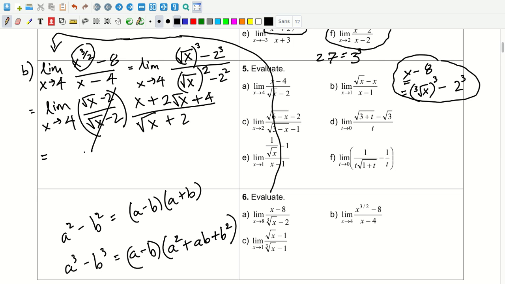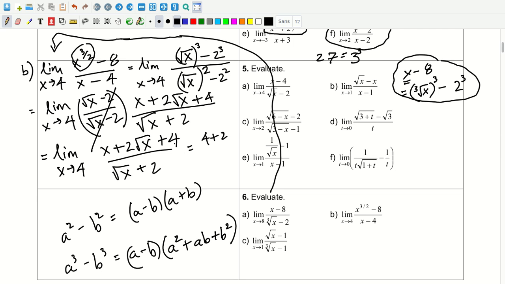So this is the one that's canceling, so I end up getting the limit as x approaches 4 of x plus 2 root x plus 4 all over root of x plus 2. Now I can plug in 4. There's no problem now at this point. 4 plus 2, root of 4, which is 2, plus 4. 4 plus 4 plus 4. Root of 4 is 2 in the bottom, so 2 plus 2. So I end up getting 12 over 4 again, which is 3, right? So the answer is 3.